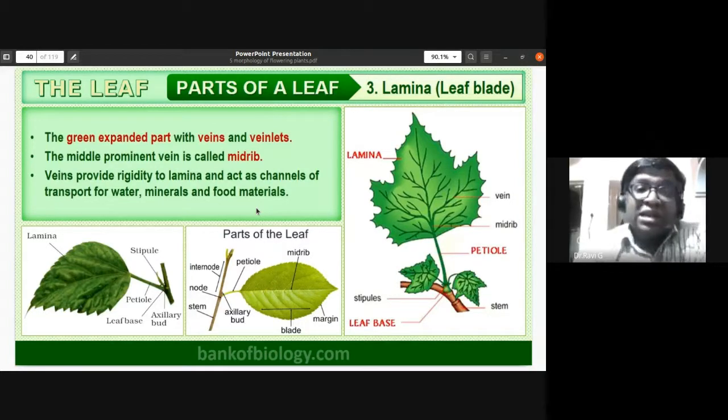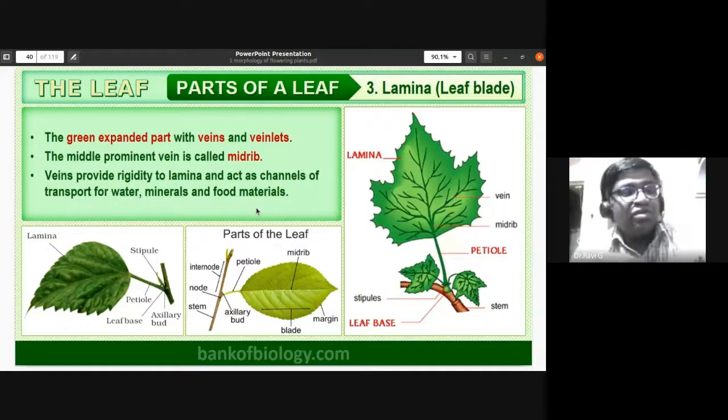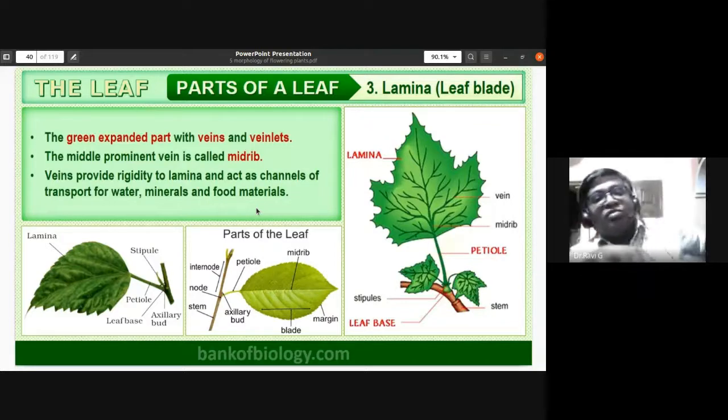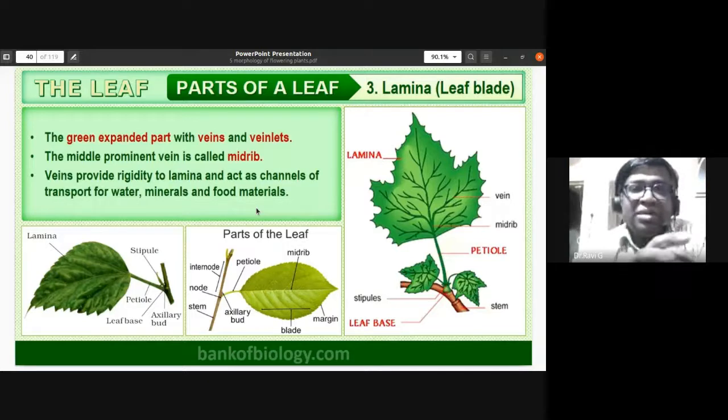They also have sclerenchyma. So they provide rigidity to the lamina and they also act as channels of transport for water, minerals, and food materials. So remember about this role of the leaf lamina and the veins. Their exact role is to act as channels of transport for water, minerals, and food materials.